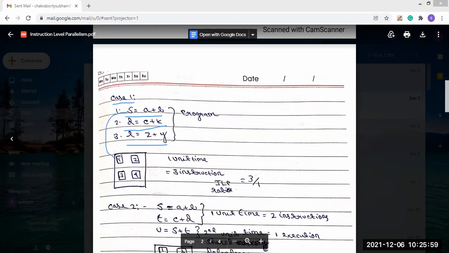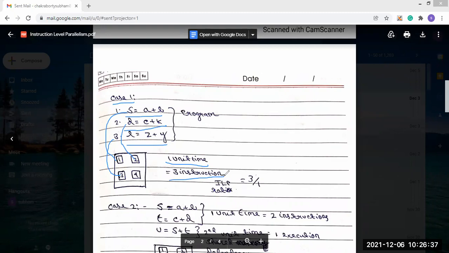So that means the first instruction will be executed by the first processor, the second instruction by the second processor, and the third instruction by the third processor. But the fourth processor will be idle, because we do not have enough instructions. That means it will not do any work. So within 1 unit of time, these 3 instructions will be executed.